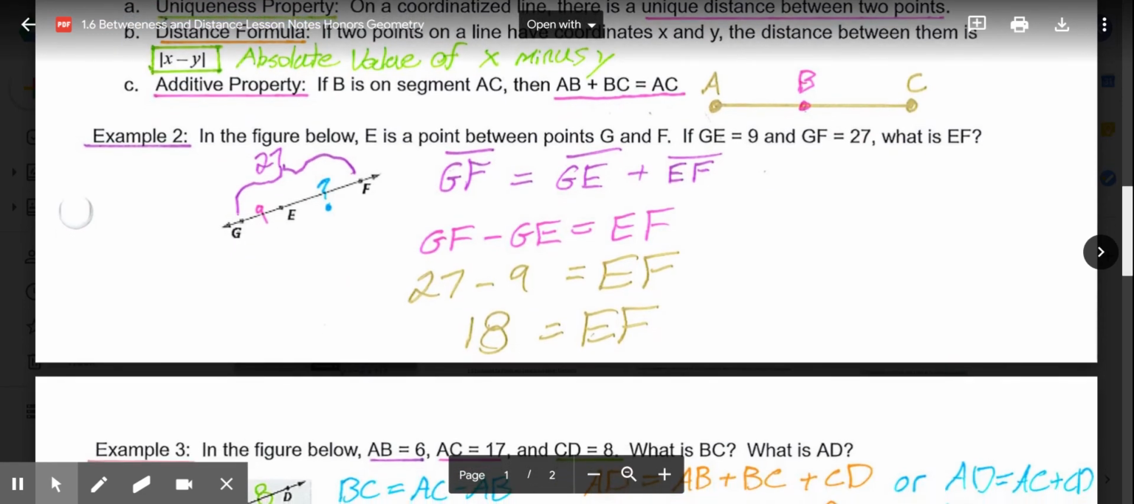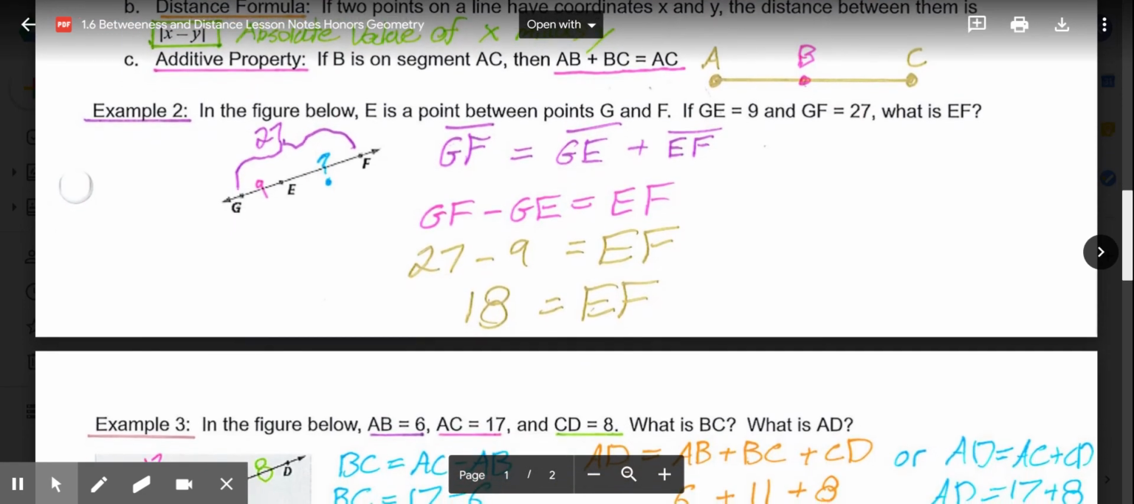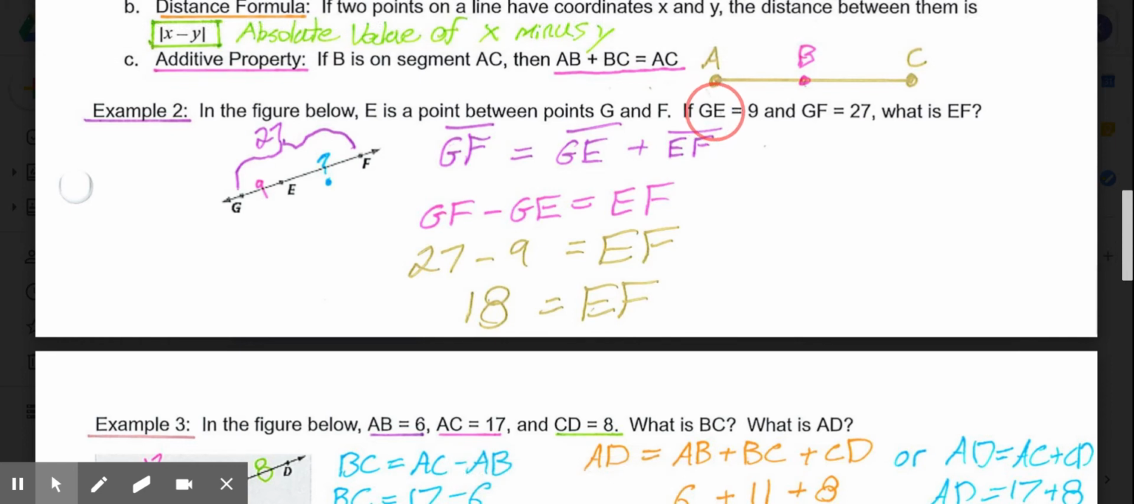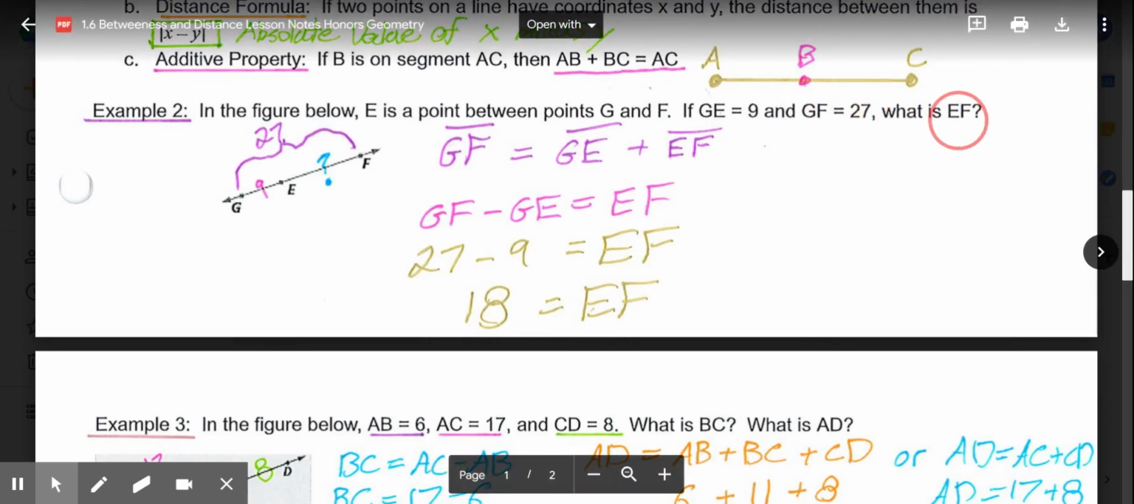So a couple examples of those. In example 2 here, they give us some information. They tell us E is between points G and F, so we know they're on the same line. The distance from G to E, 2 letters next to each other means the distance. So the distance from G to E is 9, and G to F is 27. What is the distance of E to F?